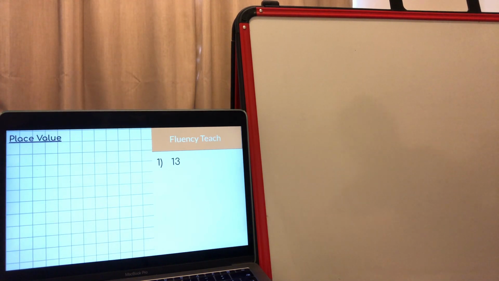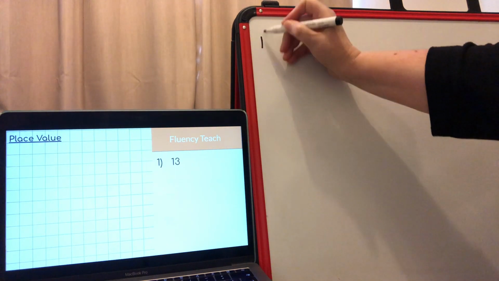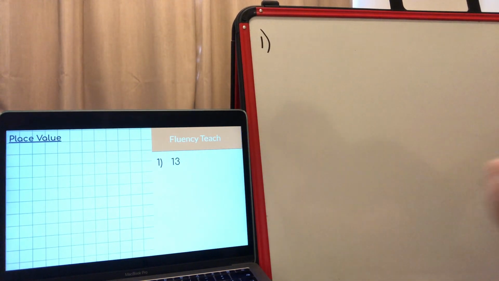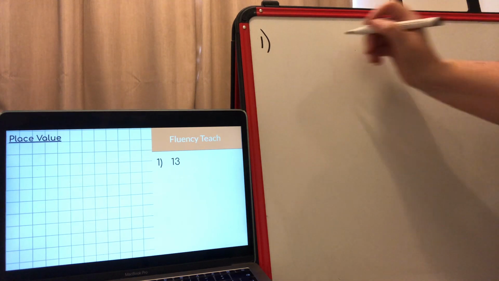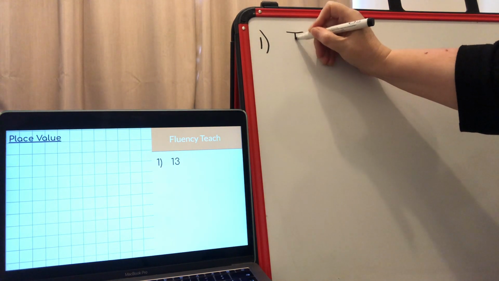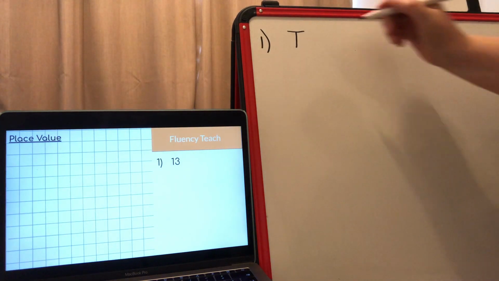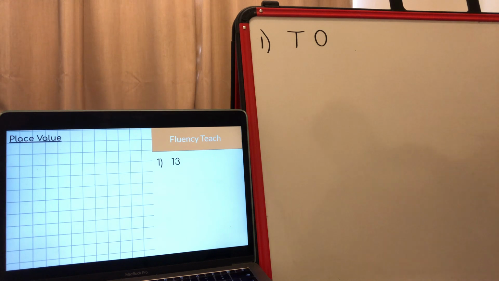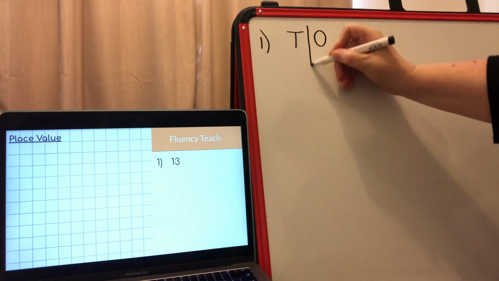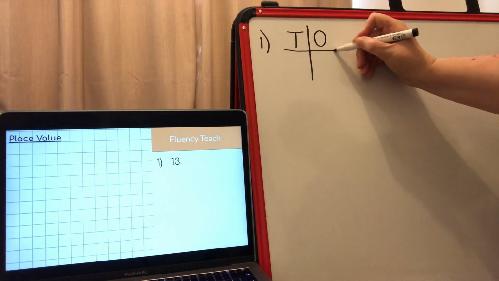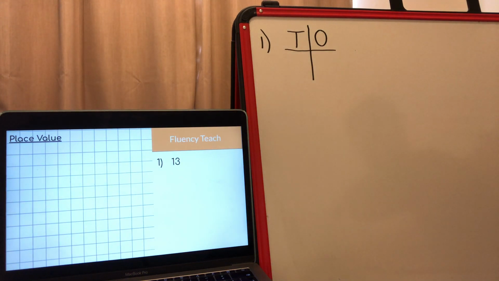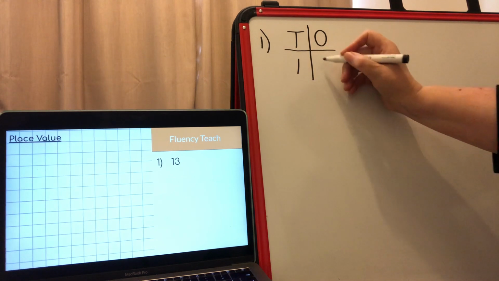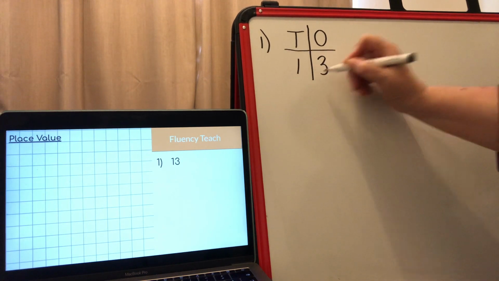Okay, let's have a look at the first question, number 1. Now, before I write down the number, the first thing I'm going to do is make a tens and ones grid. So I'm going to put a capital T for tens in one of the squares in my book, and a capital letter O for ones in the next square. Then I'm going to draw a little line down and a little line underneath them. So now I've got room for my number in a tens and ones grid. So I'm going to write the 1 first, then the 3.